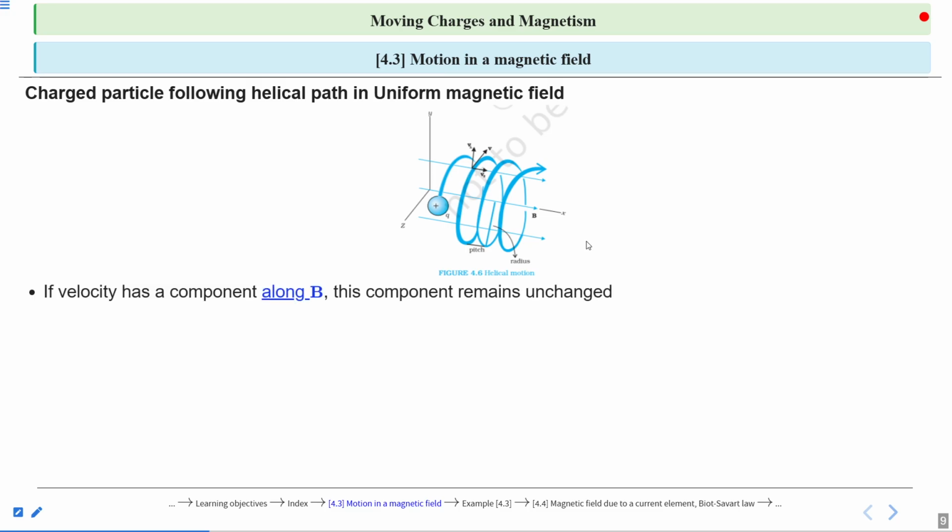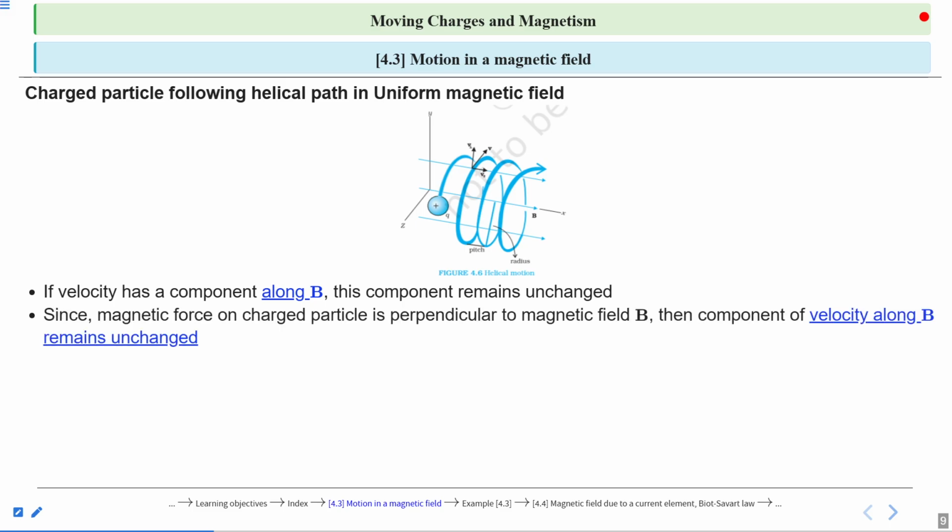So if velocity has a component along B, I have explained, if the velocity is perpendicular to B in the circular motion case, then there is no component of velocity along B. Now velocity is at some angle, so there are two components of velocity, one along B and one perpendicular to B. And the component along B remains unchanged, because velocity doesn't change when the particle is moving in the direction or opposite to the direction of the magnetic field.